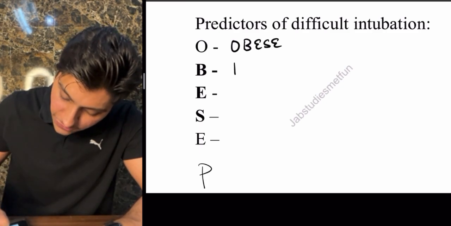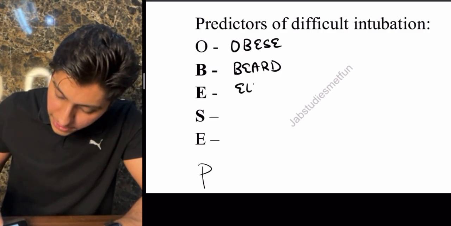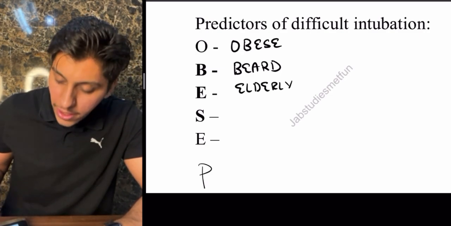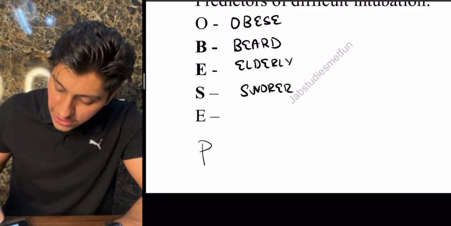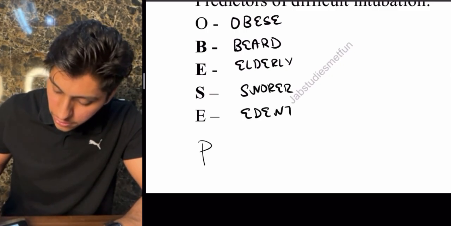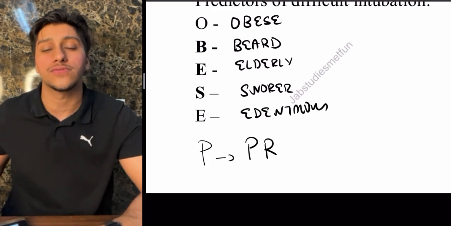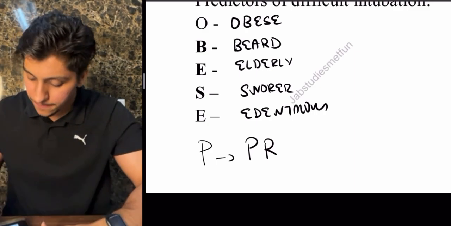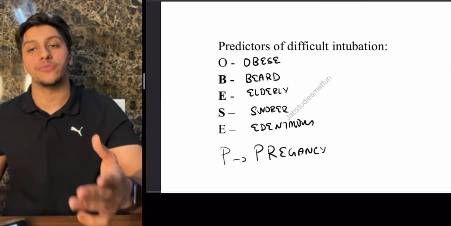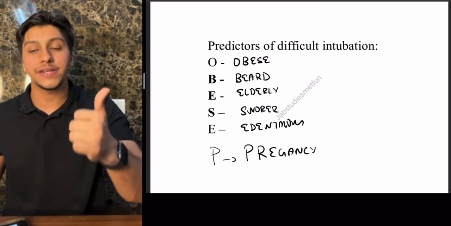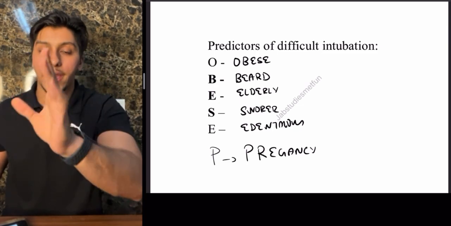B stands for bearded, if someone has a beard. E is old patients, which is elderly. S will be someone who snores. Okay, and E is for edentulous, which means no teeth. Okay, and P over here stands for pregnancy. So you can remember this word by obese pregnant lady. Okay, so these are all the conditions in which you might have a difficult intubation: obesity, bearded, elderly, edentulous, snoring, and pregnancy.